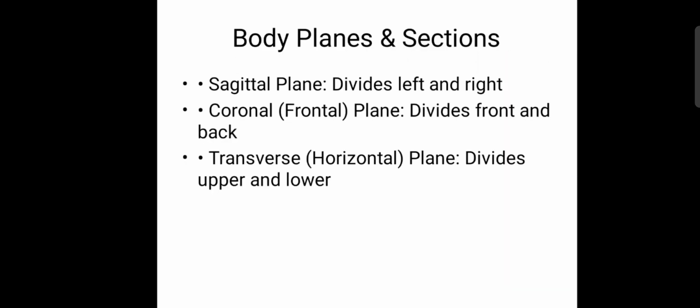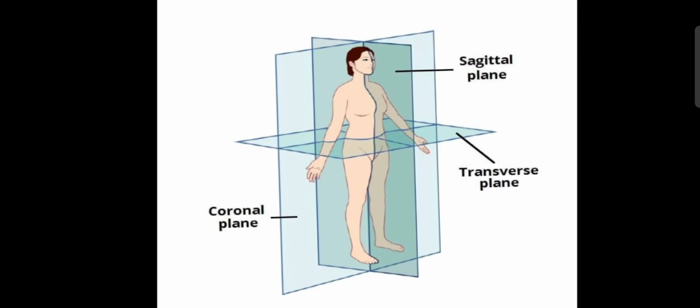Body plane: sagittal plane, coronal plane and the transverse plane. Sagittal plane is dividing your body into left and the right, which is also called as medial plane. And coronal plane, which is dividing your body into front and the back. And transverse plane, which is dividing your body into top and the bottom.